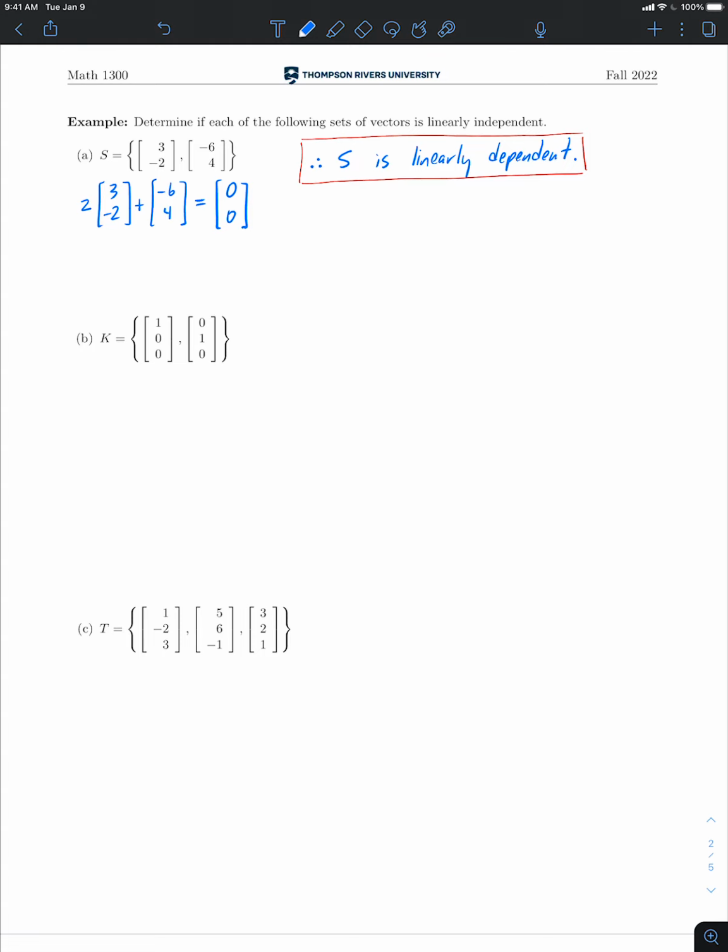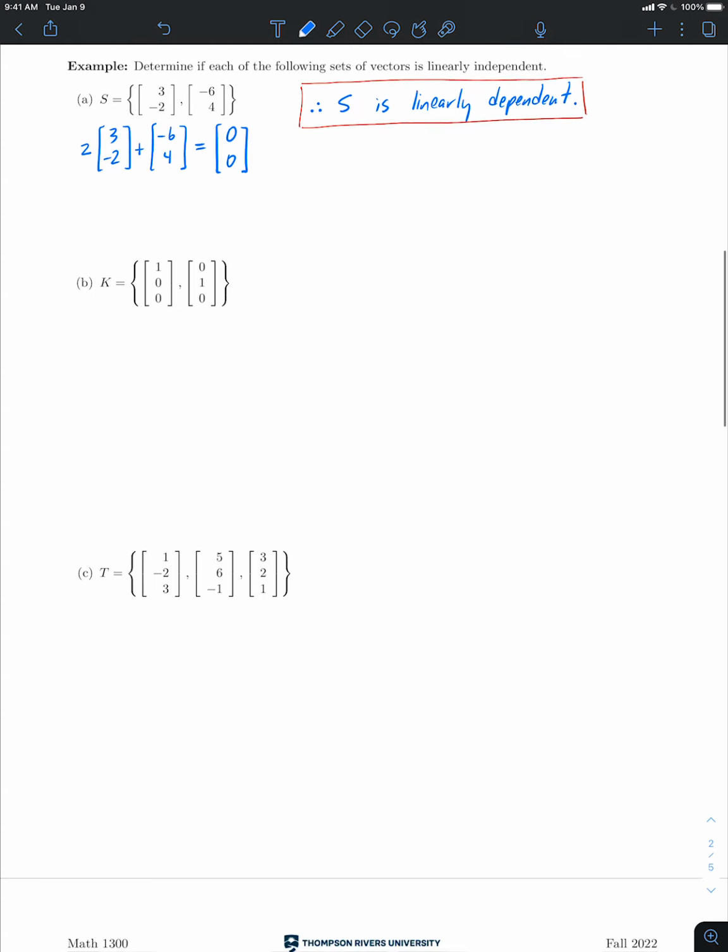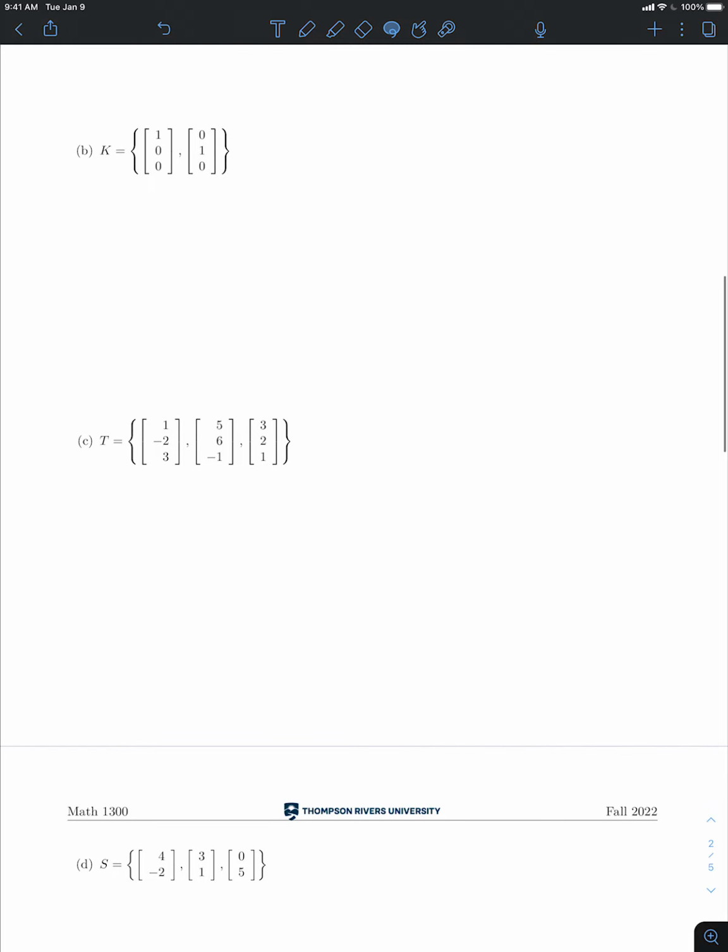Okay, so here's another set of vectors. This set is called K, and we've got two vectors, (1, 0, 0) and (0, 1, 0). So how do we answer in this case? Well, you could start playing around. You could start writing down some linear combinations of the vectors in K and see if it's possible to come up with the zero vector somehow. But in this case, you'd find that no matter what you tried, it just wouldn't seem to work. So then you'd probably start to wonder, well, maybe they are linearly independent.